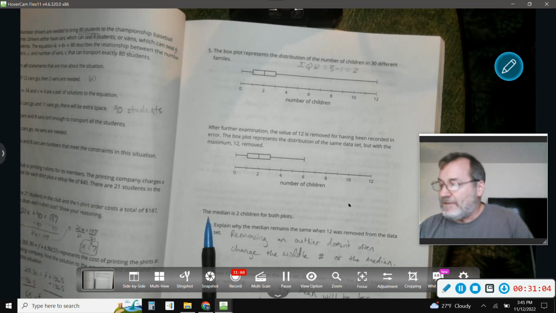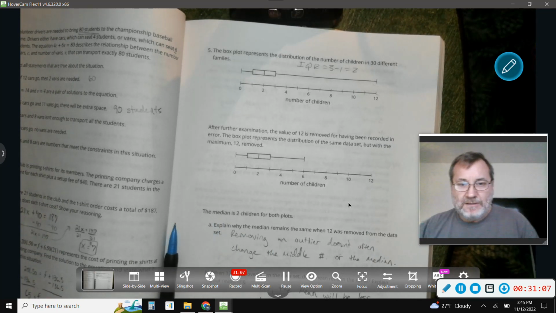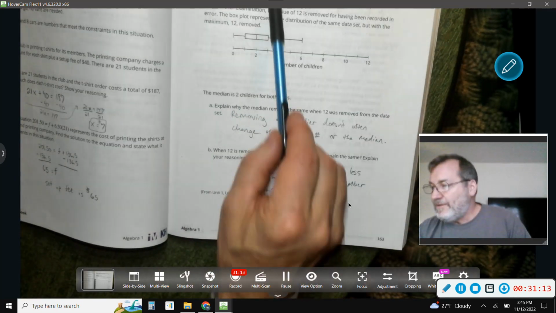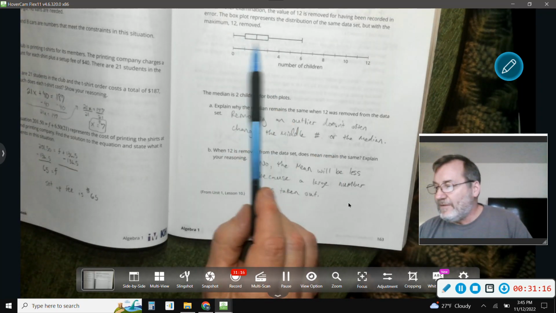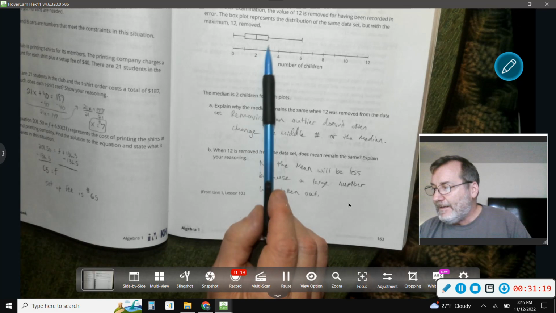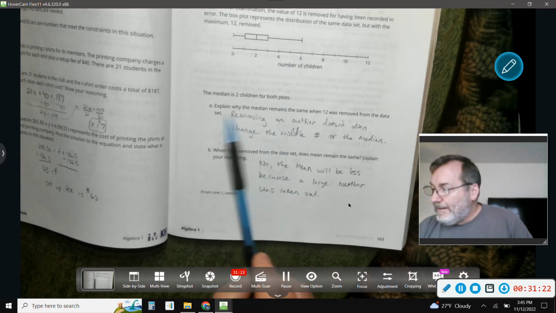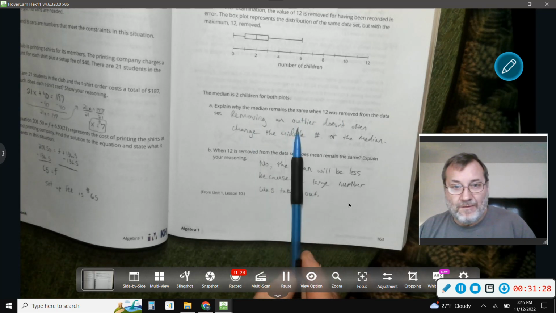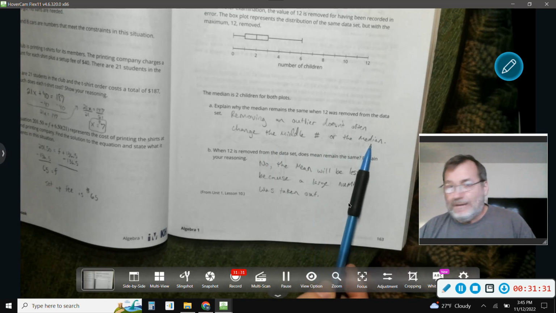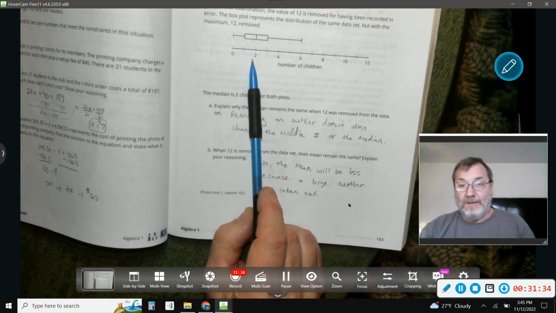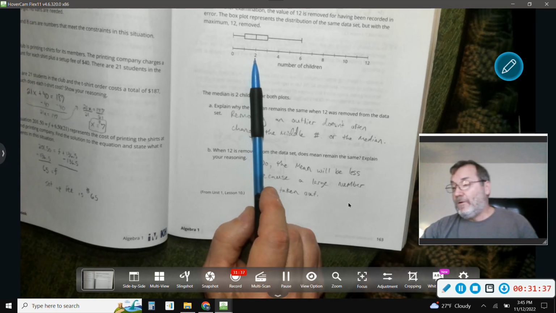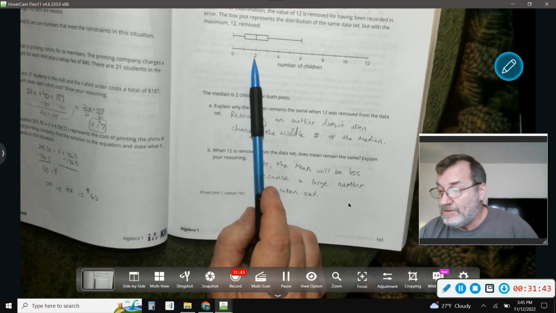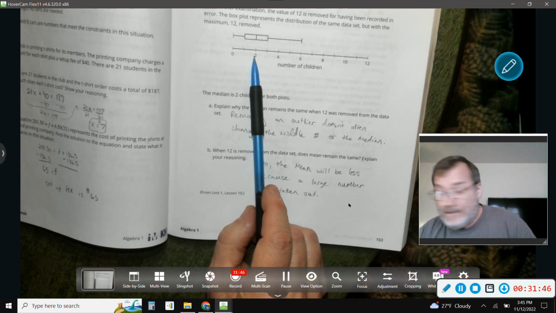So now they start the questioning sequence. The median is 2 children for both plots. So this thing didn't really change up here; the median still remained the same, even though you took out one of the outliers. Explain why the median remains the same when 12 is removed. Well, obviously, removing the outlier didn't change the middle number. There's probably a whole bunch of people that had 2 kids, so it just moved from between 2 numbers onto one of the numbers, which is 2. So there must be a whole bunch of people out there with 2 kids.